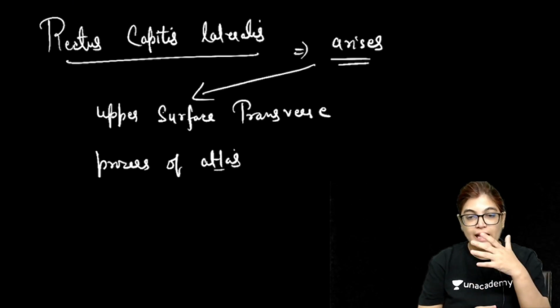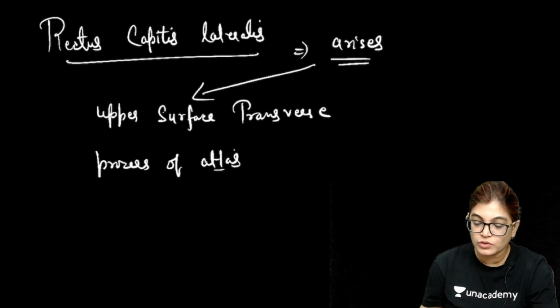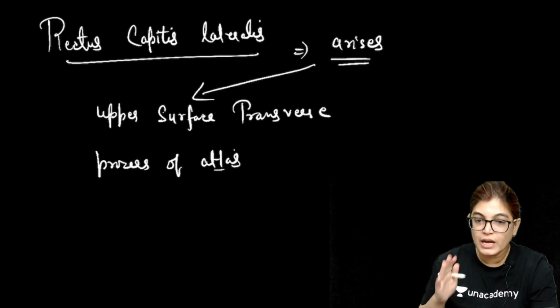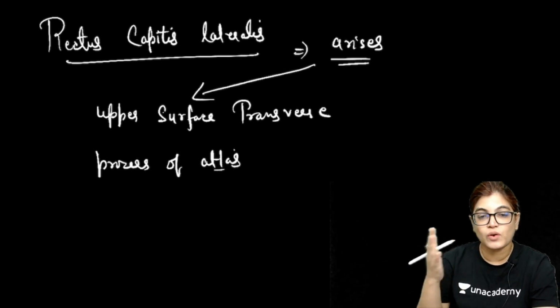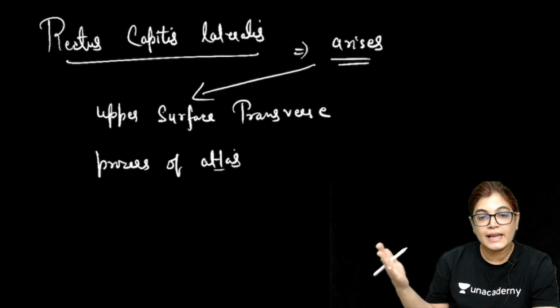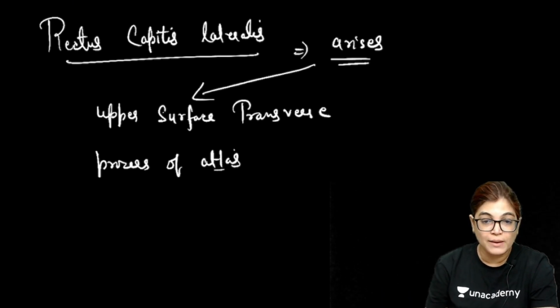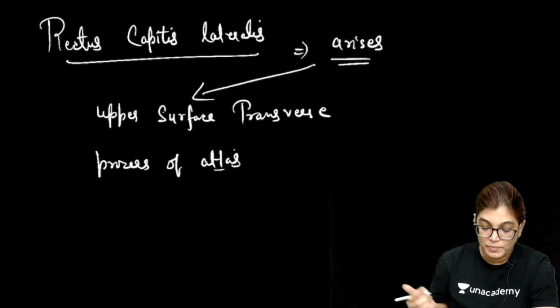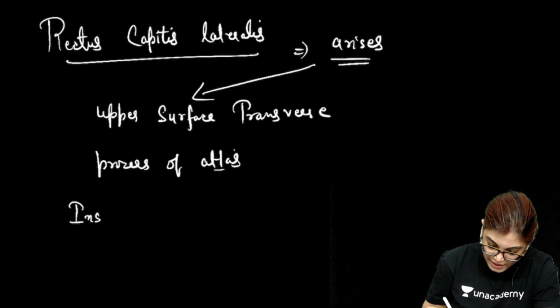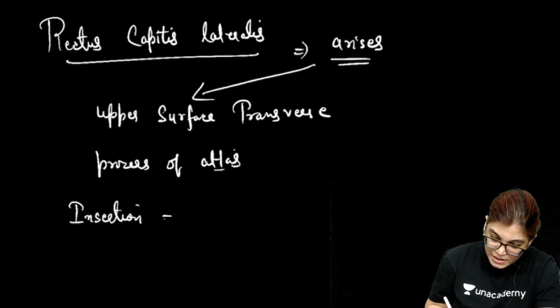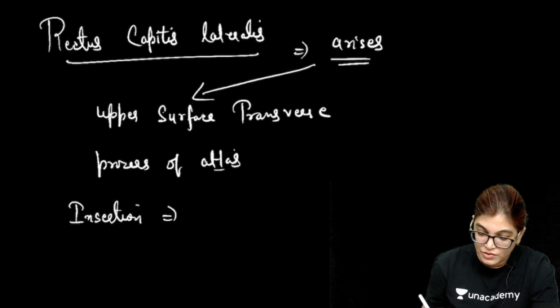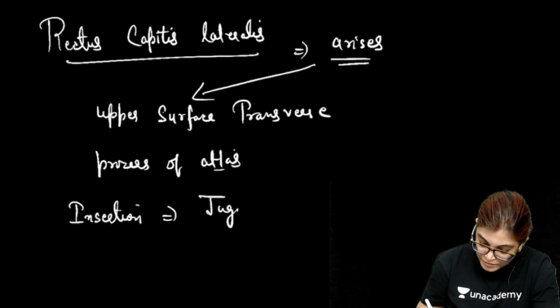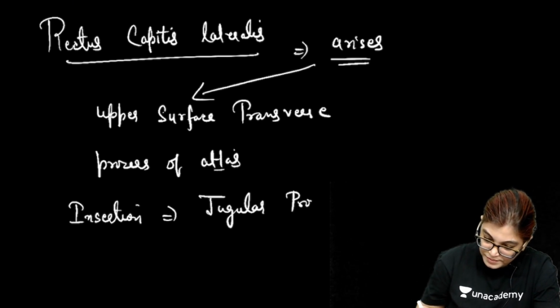It passes laterally upward to be inserted onto the jugular process of the occipital bone. To be brief, you can say in one line that it is inserting lateral to the rectus capitis anterior, but if you want to be more precise, you can say it is passing upwards and laterally to be inserted on the jugular process of the occipital bone.